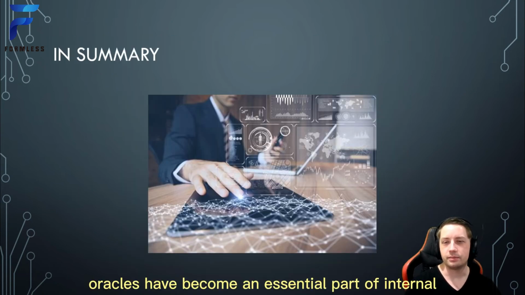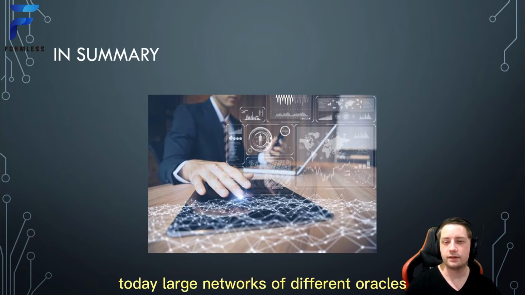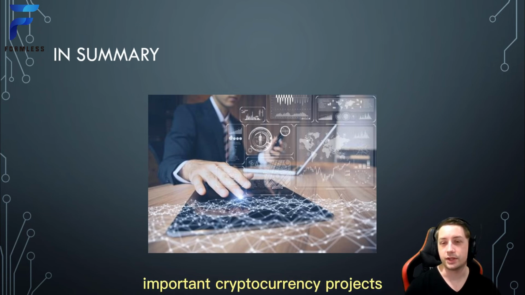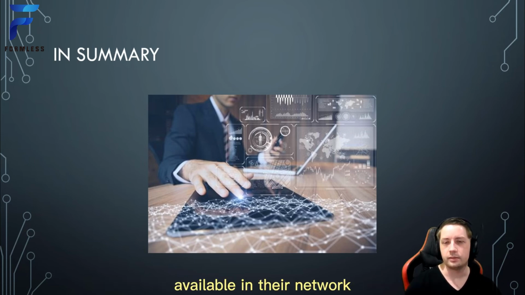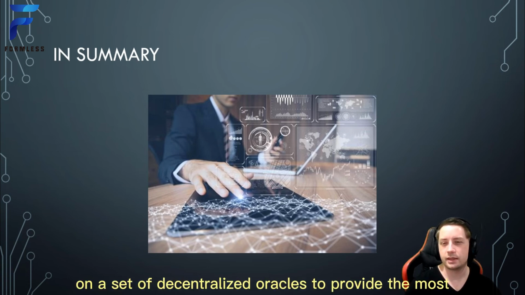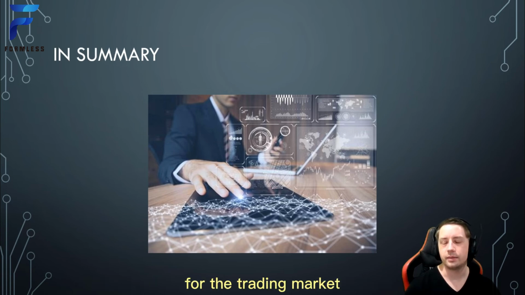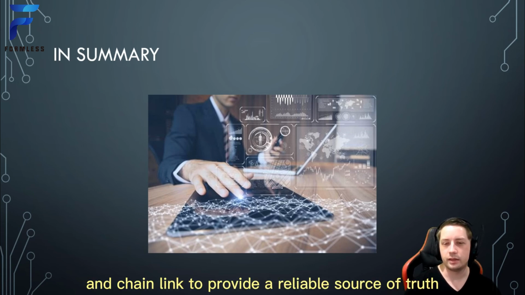Oracles have become an essential part of internal and external communications in open networks. Today, large networks of different oracles support the functionality of many important cryptocurrency projects. Without oracles, DeFi projects would have to rely solely on the information available in their network, which would greatly limit their capabilities in a multi-blockchain future, including cross-chain transactions. For example, Injective relies on a set of decentralized oracles to provide the most accurate prices for the trading market. Therefore, we partner with oracles like Band Protocol and Chainlink to provide a reliable source of truth.